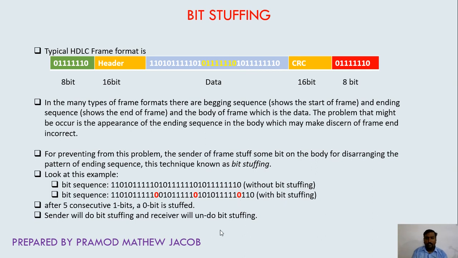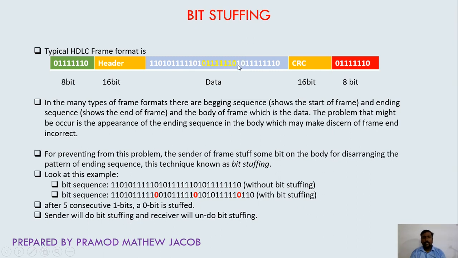So the sender will stuff a zero whenever it encounters 5 consecutive ones. At the receiver side, whenever the receiver gets 5 consecutive ones, it will skip the next bit, because the receiver knows that the 6th bit after 5 consecutive ones will be a stuffed bit, so it will neglect that bit, and thus it will regenerate the original frame. So this is how bit stuffing helps in the HDLC protocol. The sender always does the bit stuffing and the receiver undoes it.